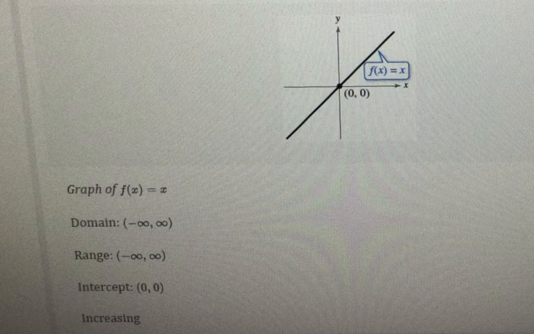Yes. The domain is the list of all possible x values that the graph takes on. So when you look here, the x's go all the way from negative infinity up to positive infinity. The x's go on forever. So the domain is all real numbers.